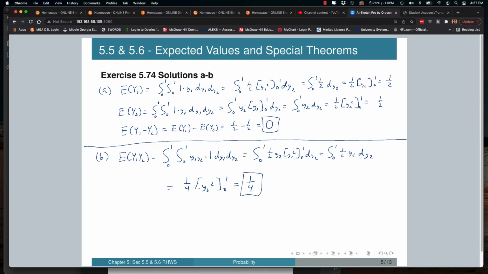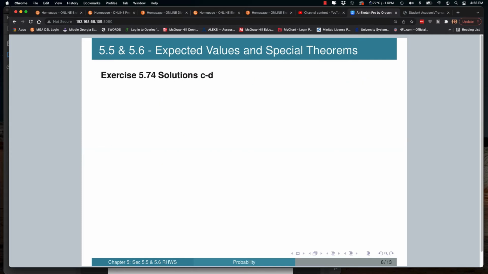This is pretty simple. When you have a uniform joint distribution function like this one, the integrals are way easy, so that's a good thing.